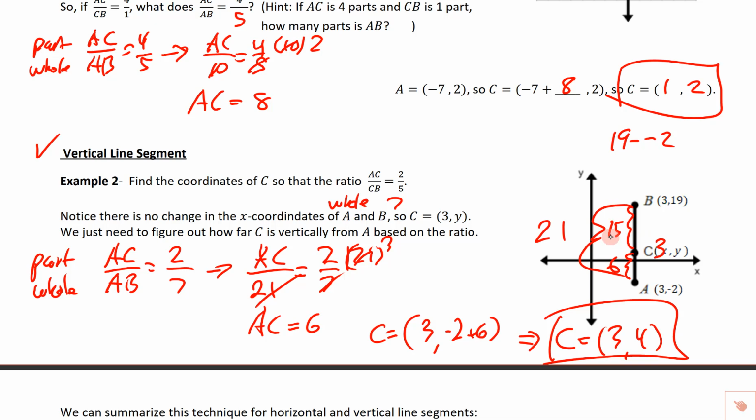I want to do one more verification. Let's just double check this. AC over CB. We know what the answer should be. We know what the reduced ratio should be. AC is 6. Sai, what's CB? It is 15. And if I reduce both of those by a factor of 3, this is a 2 over a 5. Does it check out? Did we get the right answer? Any questions? Okay, flip the page over.